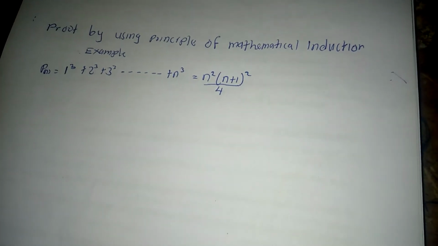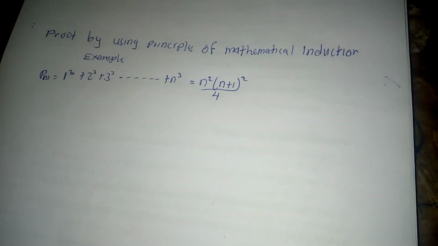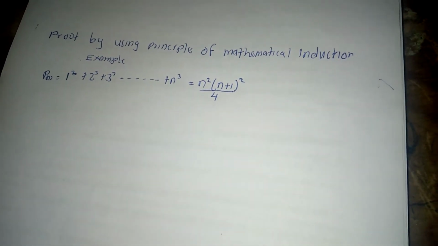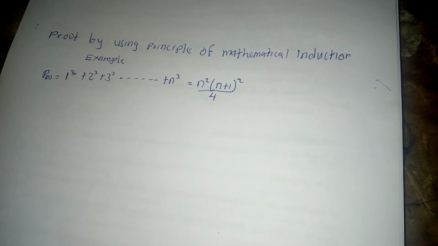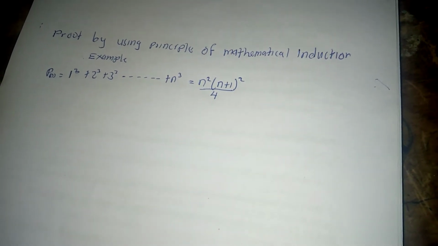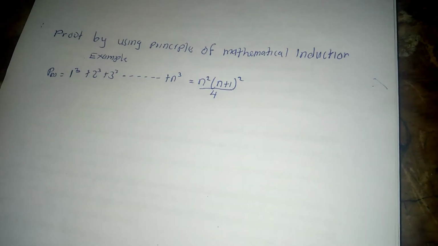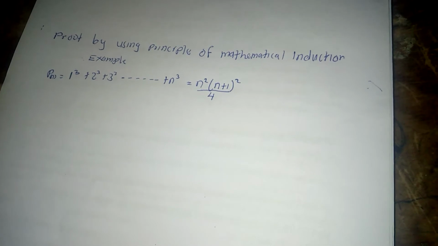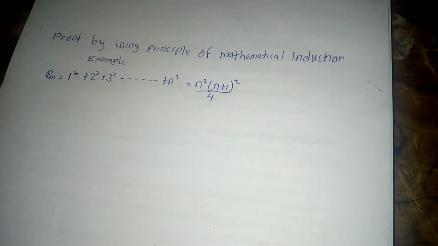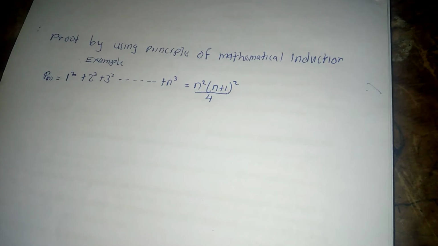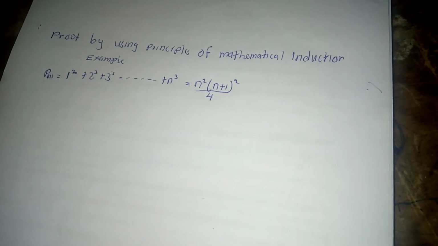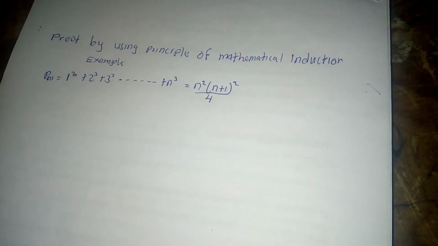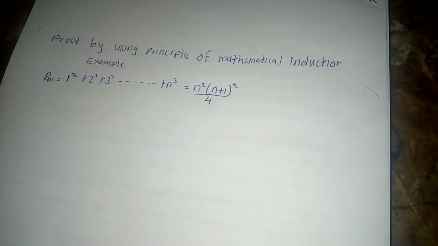So, when asked to prove by using the principle of mathematical induction, we use this formula for proving many problems. For example, you may be told to prove by mathematical induction that 1 cubed plus 2 cubed plus 3 cubed up to plus n cubed is equal to n squared into (n plus 1) squared over 4. So this is what we do.